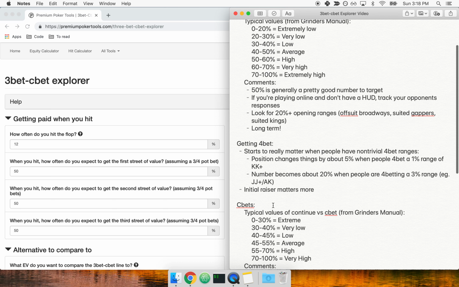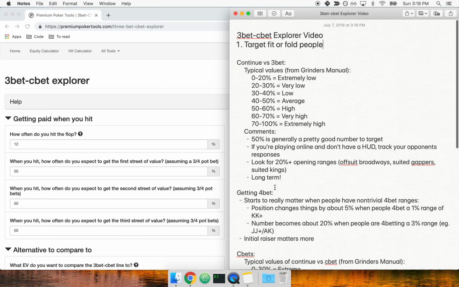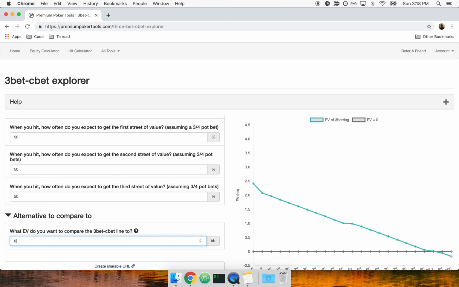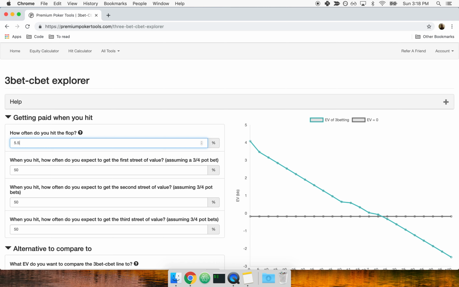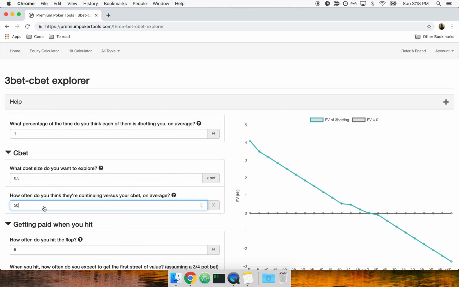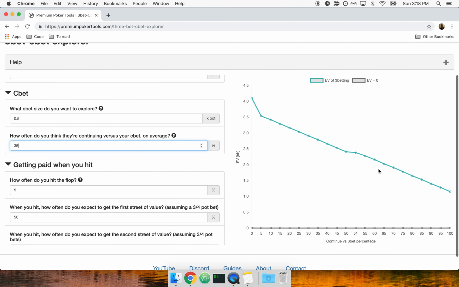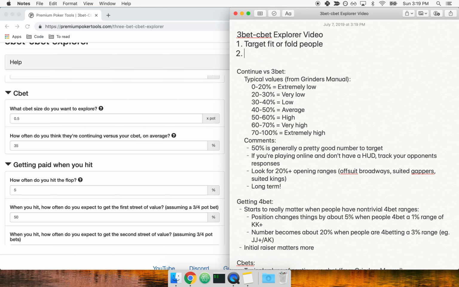So we saw in the cbet section that if they're not defending the flop, you're going to crush them. Let me just go back to that because I love to see it. So we're going to put this back to 5. I mean, this just makes me so happy. If they're defending the flop 35% of the time, we're crushing them. So that's my first takeaway, is that if you're against a fit or fold opponent, on the flop at least, you're going to crush them.